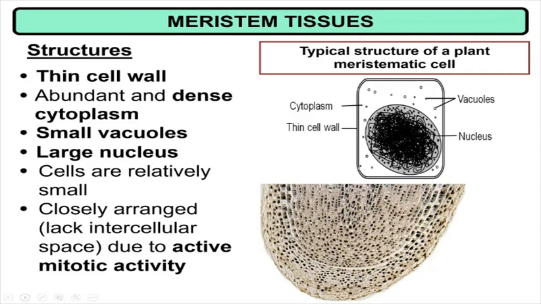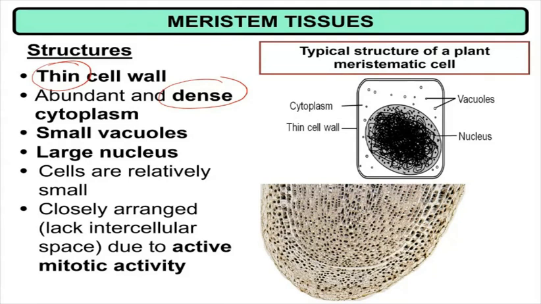These tissues have thin cell walls. Then cytoplasm, maksudnya cytoplasma dia pekat, kita boleh nampak dia punya warna yang lebih pekat berbanding kalau kita dah tengok tisu permanent. They have small vacuoles, or sometimes they don't have vacuoles because they are cells that are actively dividing. Dia tak simpan banyak, okay, and has a large nucleus. Sebab tu tak muat kalau nak letak vacuole yang besar.